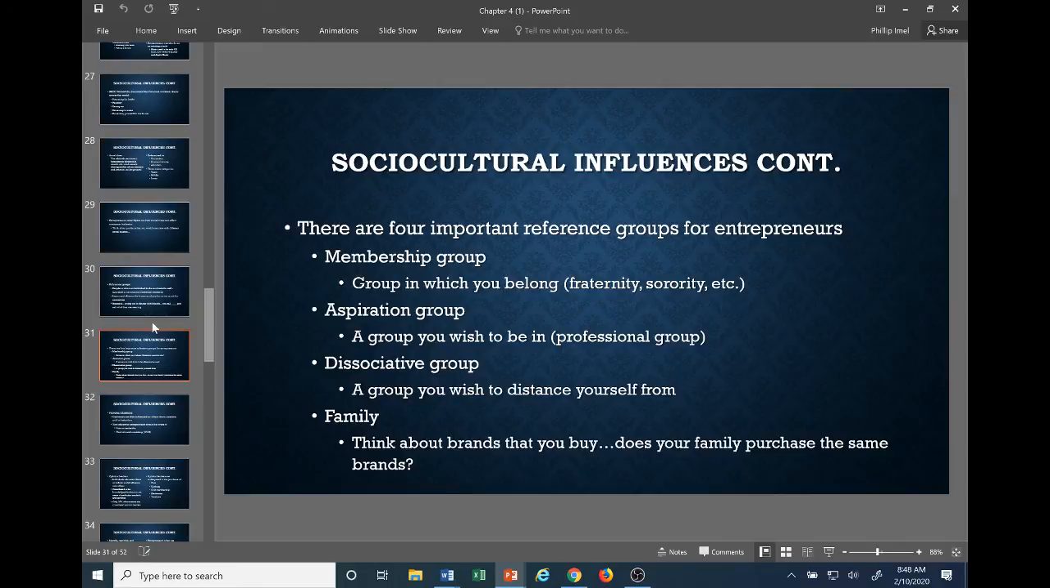Disassociative group, and this is obviously a group we want to distance ourselves from. If there's a group of people, I know growing up we've all heard this, stay away from that group of people, they're trouble. They'll bring you down, they're going to get you in trouble. So obviously you want to try to stay away from groups that are going to be negative or bring you down or into the wrong type of activities, because birds of a feather tend to flock together.